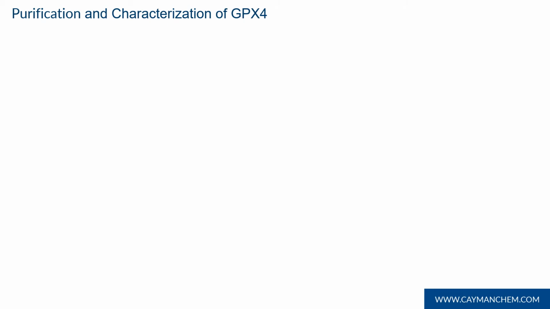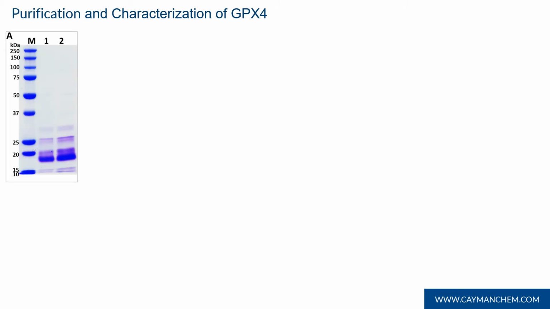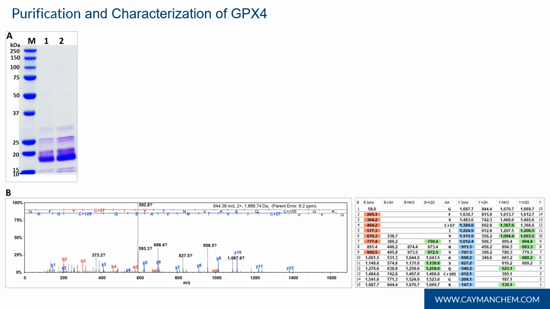MS analysis and the fragmentation profile of the protein were analyzed to confirm the incorporated selenocysteine. The selenocysteine-containing peptide showed the carbamidomethyl plus 57 modification for Cys2 and Sec plus 105, with the observed ion m/z of 844.38, as shown in the peptide fragmentation in table B.